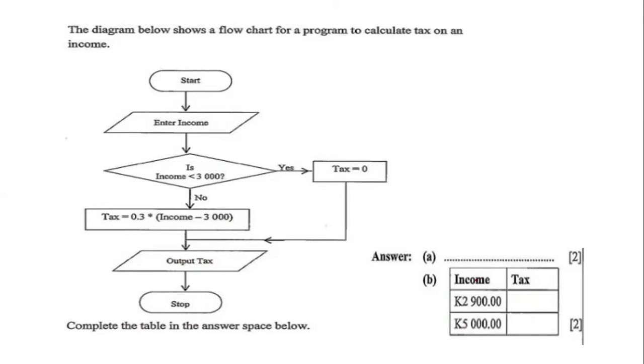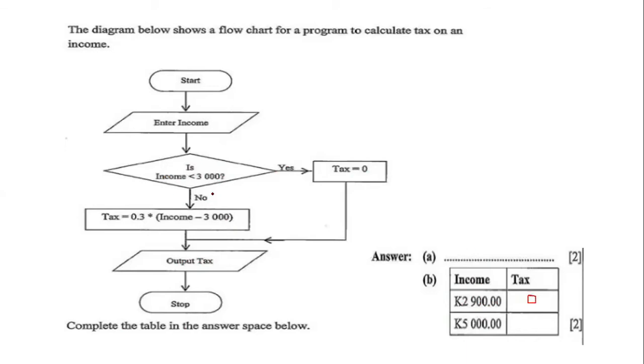So this one here, if the income is 2,900, this one here is, is income less than 3,000? Now 2,900 is less than 3,000. So if yes, then tax is 0. So definitely in here we are putting what? 0. Okay, so this is the use of computers.